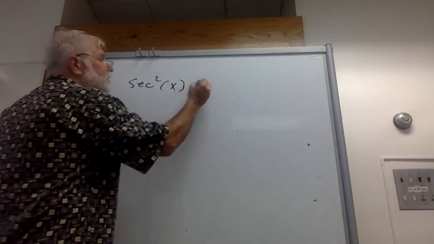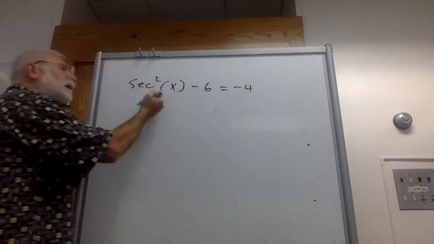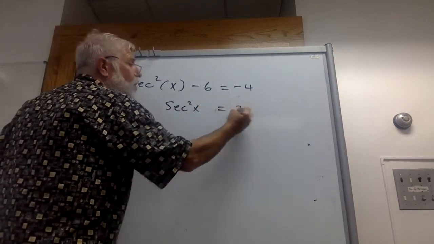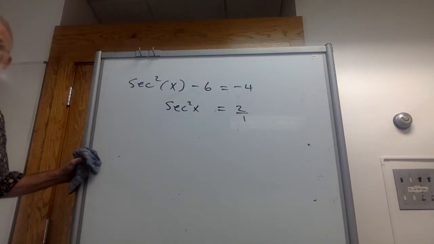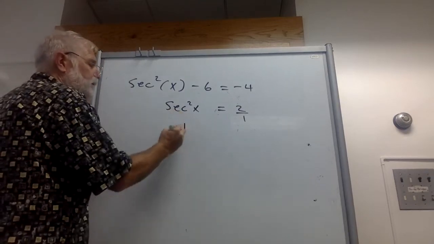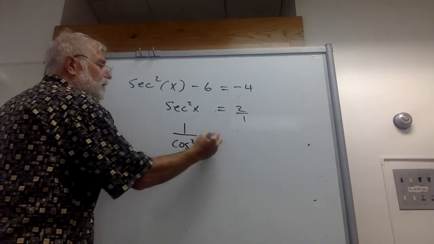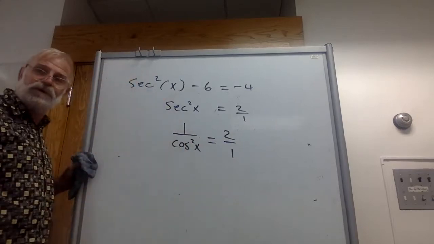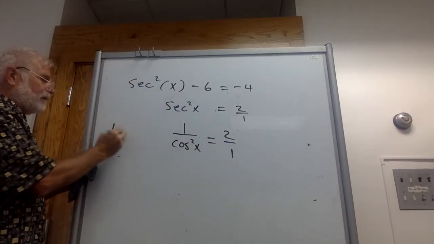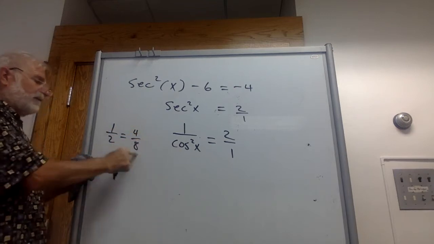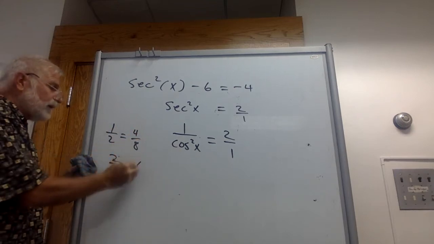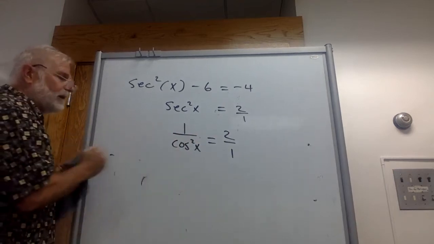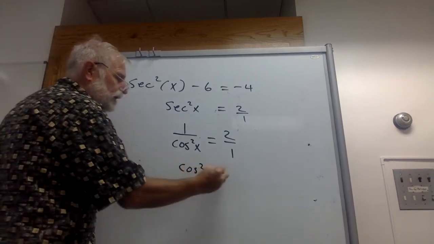Okay, so minus 6 equals negative 4. All right, so secant squared x is equal to 2 over 1. Now, why am I writing it 2 over 1? Because secant squared x is 1 over cosine squared x, and that's equal to 2 over 1. I think I can take the reciprocals. I think 1/2 is equal to 4 over 8, and if I flip both, I think 2 over 1 is 8 over 4. I'm going to flip both, and if I do, I get cosine squared x equals 1/2.